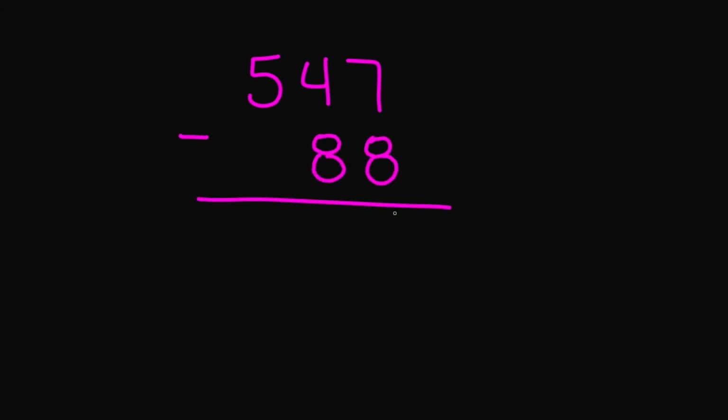Let's try 547 minus 88. All right, starting with the ones place. We're going to subtract 7 minus 8. I can't do that. It is too small. This 7 is too small. That means you have 7 marbles and you're trying to remove 8 from it. So I need to borrow from the tens place.